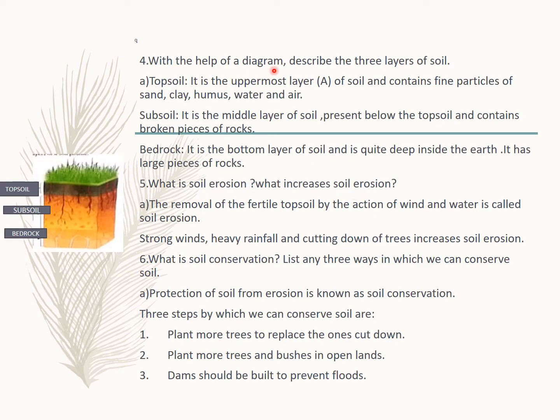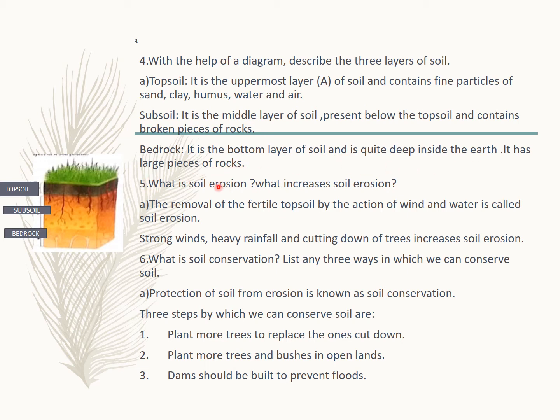Fourth one is, with the help of a diagram, describe the three layers of soil. So the three layers of soil, and this diagram you will have to make in your copies. Topsoil is the uppermost layer of soil and contains fine particles of sand, clay, humus, water and air. What is subsoil? It is the middle layer of soil present below the topsoil and contains broken pieces of rock. Bedrock is the bottom layer of soil and is quite deep inside the earth. It has large pieces of rocks.